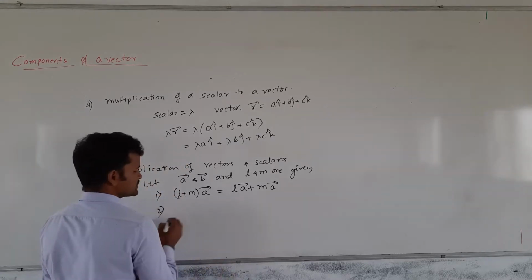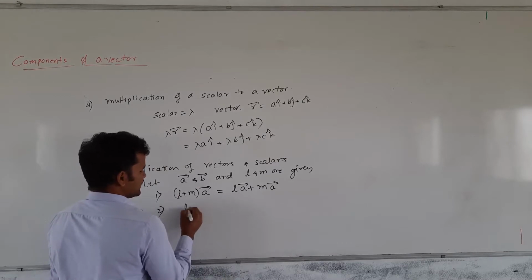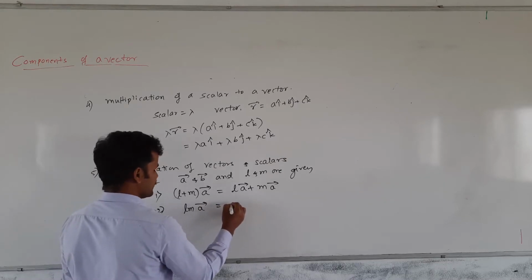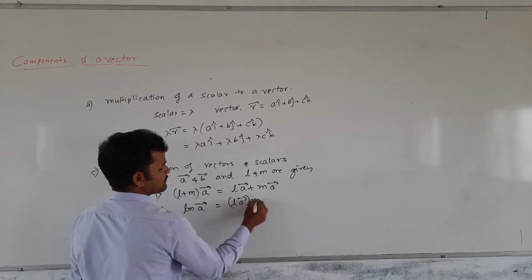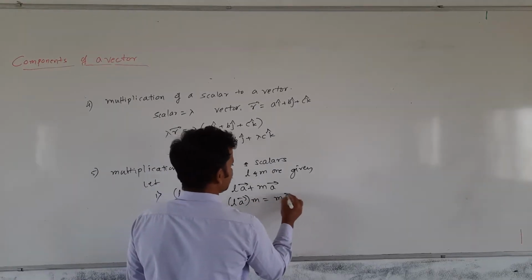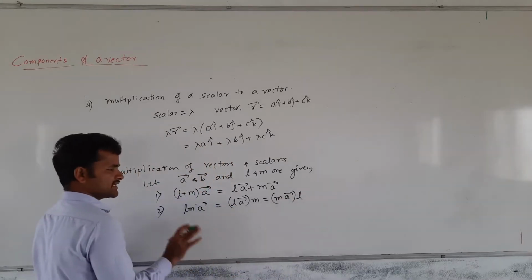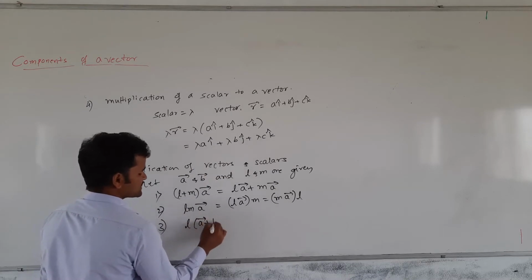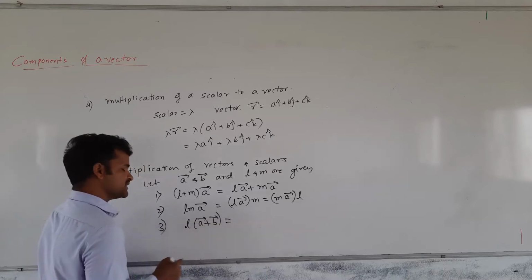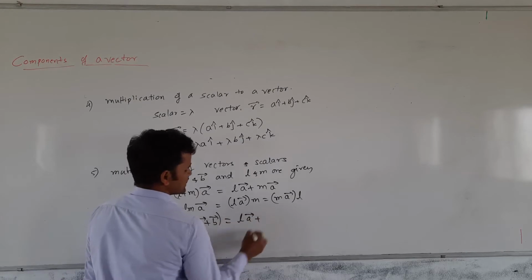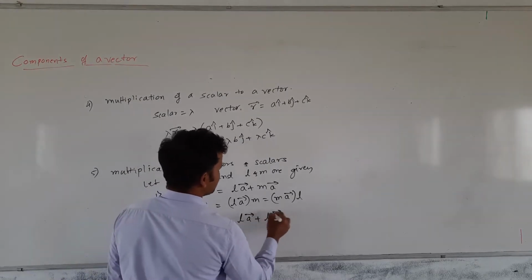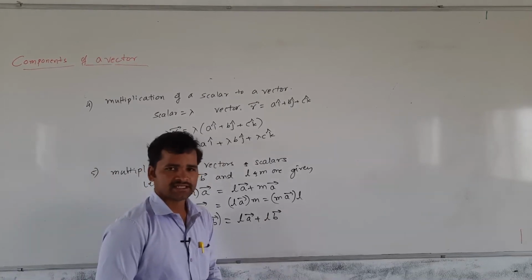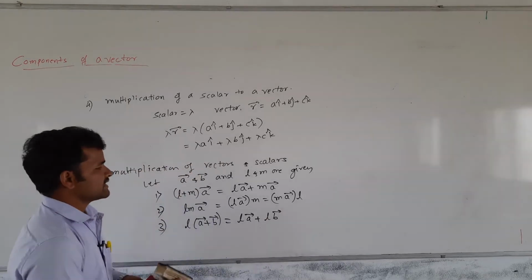In the same way, suppose I have LM into vector A. I can take it like L into (M vector A), and also this is equal to M into (L vector A). Like this you can take, no problem. Next, third one, suppose I have L into (vector A plus vector B). Now L, can we multiply with both? Yes, we can multiply with both. This can be taken as L into vector A plus L into vector B. Like this we can take. This is about multiplication of scalars and vectors.